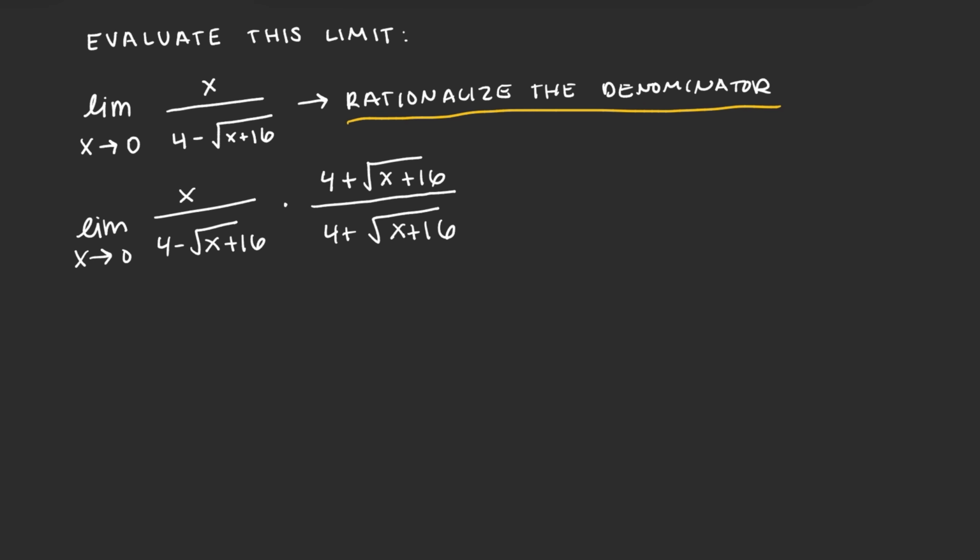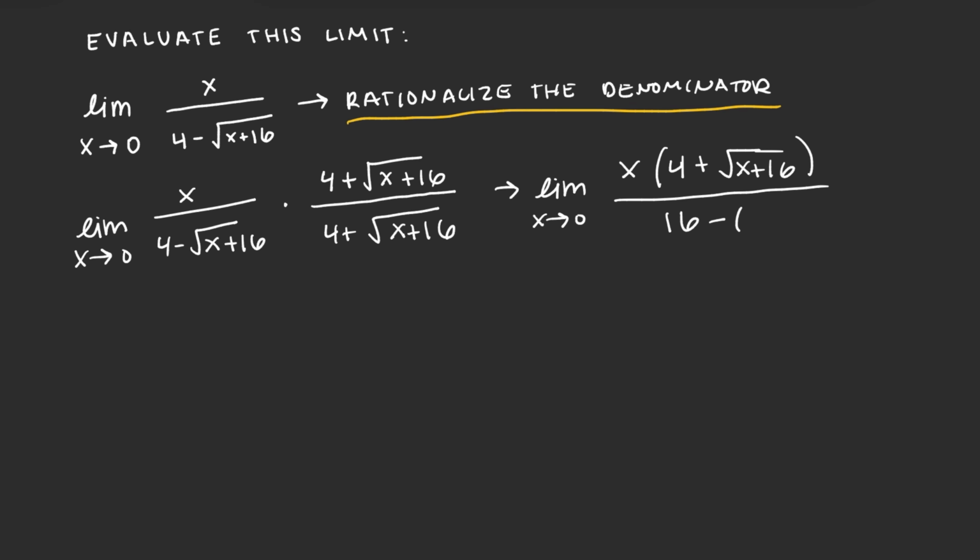And that's going to leave us with the limit as x approaches 0, x times 4 plus the square root of x plus 16, and the denominator will have 16 minus x plus 16. So then we're going to simplify this right here.